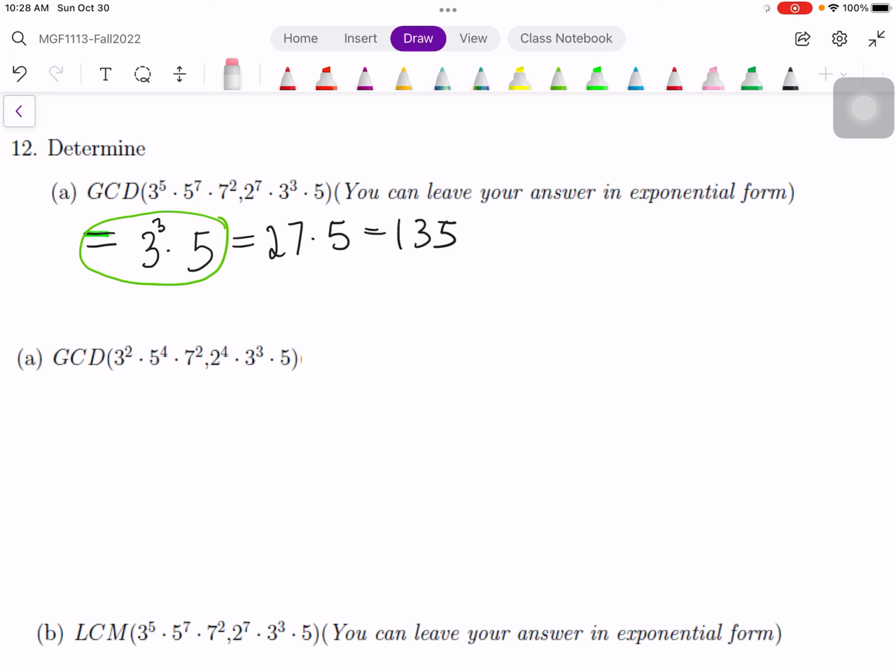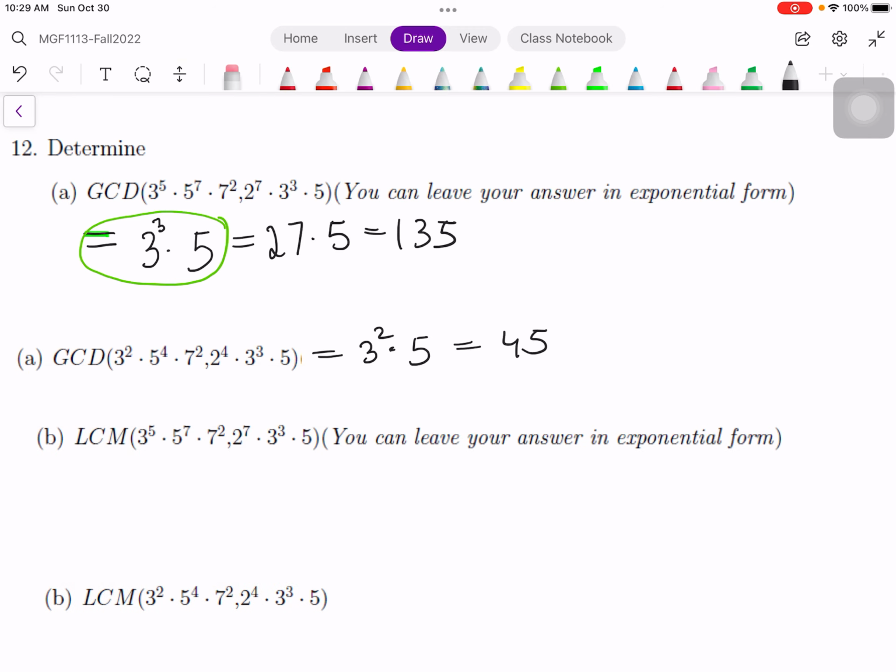So let's do a similar example, just different numbers. Greatest common divisor for the two numbers given. The first number has prime factorization 3 squared times 5 to the power 4 times 7 squared. The other, 2 to the power 4 times 3 cubed times 5. So the common factors here again are 3 and 5. And you go with the smaller of the powers, so 3 squared and 5. So 45. Okay, so you select common prime factors showing up in both numbers.